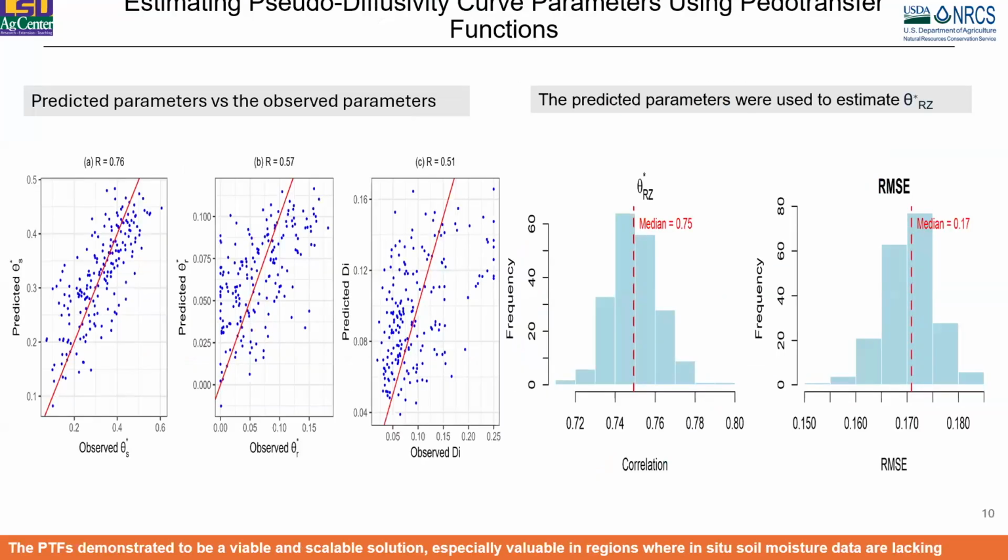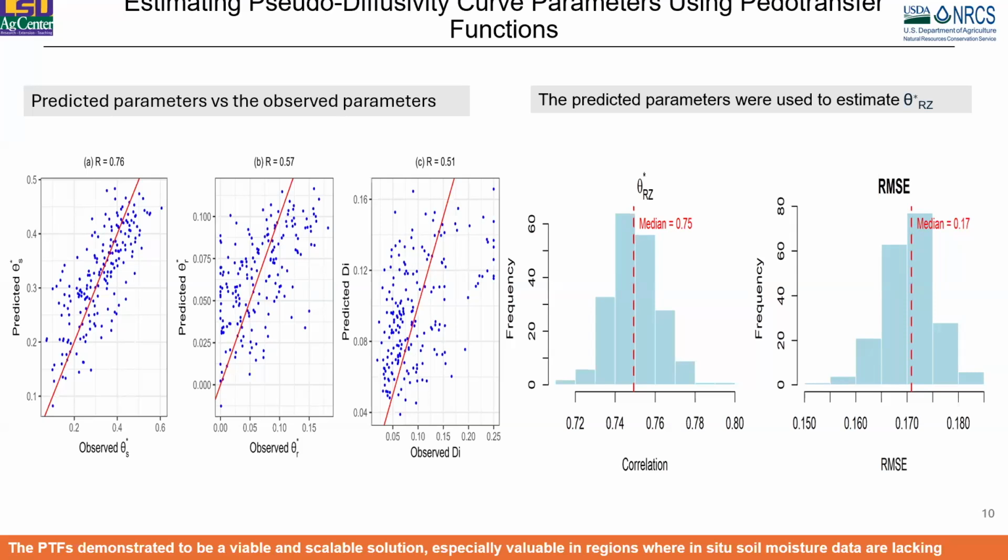After we developed the pedotransfer functions, we tested the predicted parameters against the observed parameters. For observed theta S, we have a correlation of 0.76, and for observed theta R, a correlation of 0.57. This means that although it's not performing extremely well, in a case where you are lacking data in a particular area, you can still rely on these pedotransfer functions to predict the parameters.